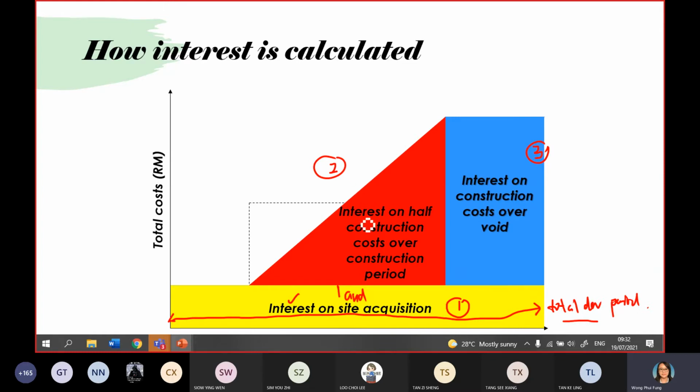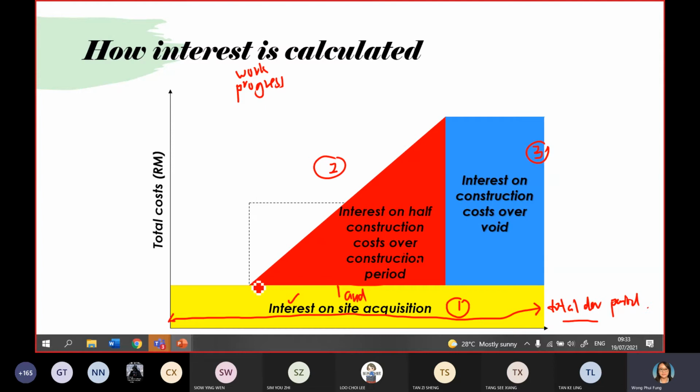Second one, you can see interest on half of construction cost over construction period. Another cost that they need to get funding for is the construction project, to give the money to the contractor. For this, they also need to get funding from the bank. For this part, the interest won't be charged as a lump sum. The interest is charged based on the work progress.